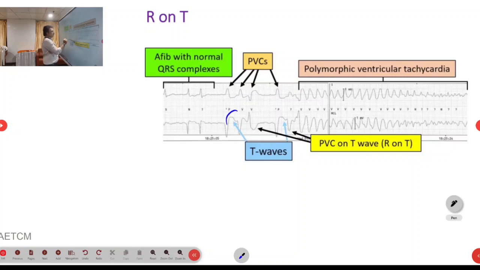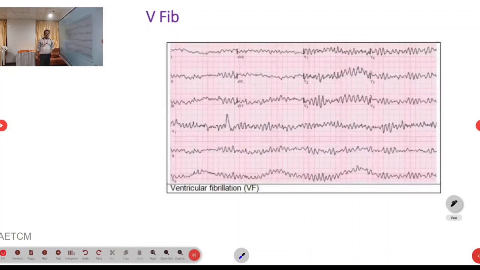R wave falls on the T wave. So R on T phenomenon can lead to polymorphic ventricular tachycardia. So that's a dangerous phenomenon. R on T is a dangerous phenomenon that comes in the last grade of the Lown grading.